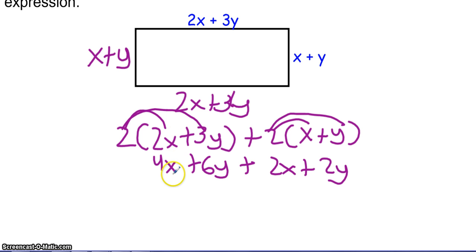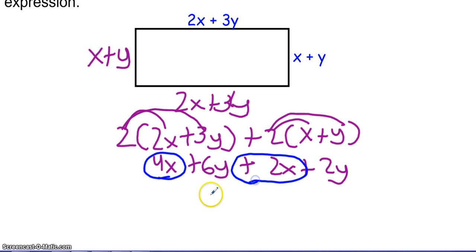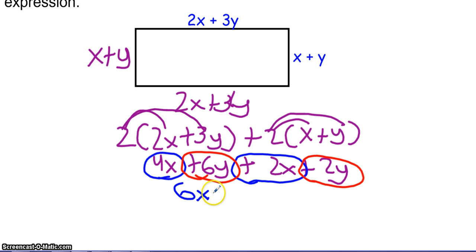Okay. Next we're going to combine like terms. So we'll combine 4x plus 2x, which will give me 6x. Okay. And then we will combine the other like terms. We'll combine 6y plus 2y, which would be 8y. Therefore, the simplified expression for finding the perimeter of the rectangle is 6x plus 8y.